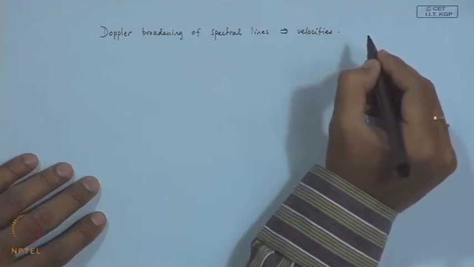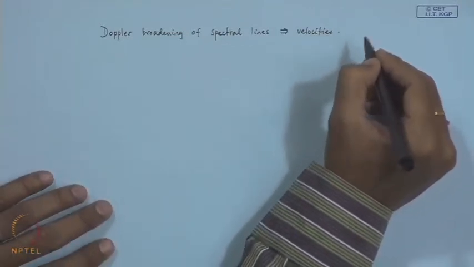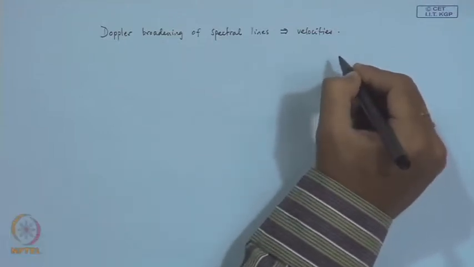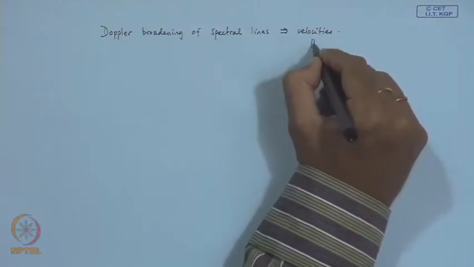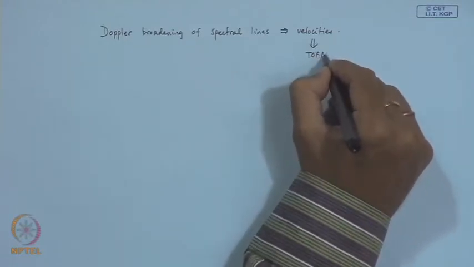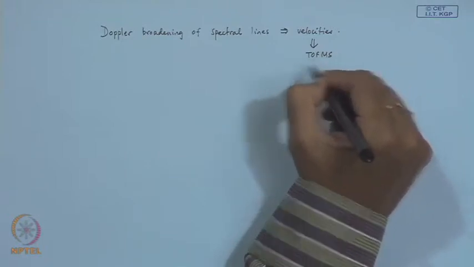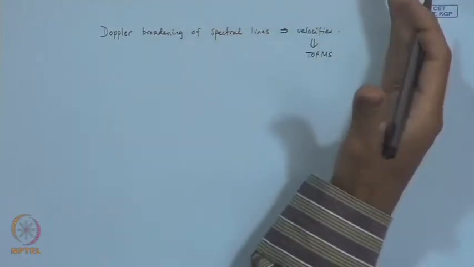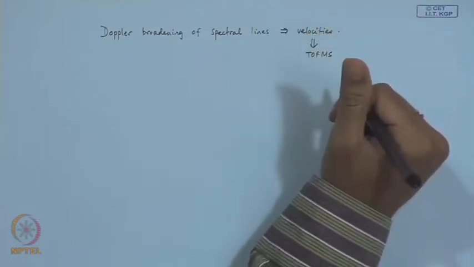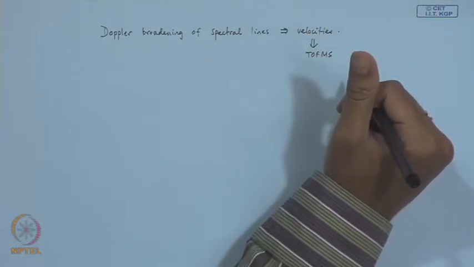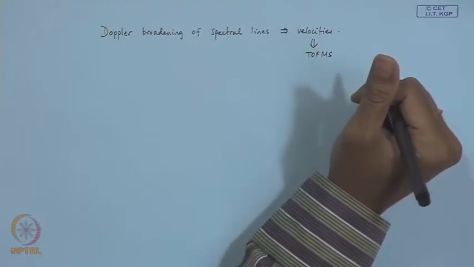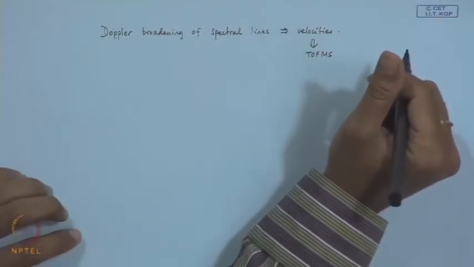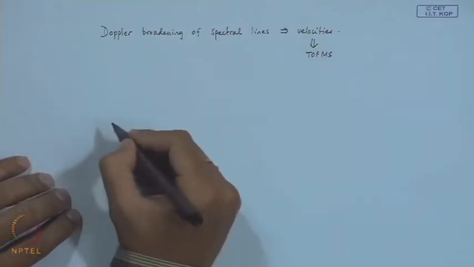Okay, and this is another thing, or maybe velocities you can find out by time of flight mass spectrometry, that is the time required to fly from one point to another. And that will depend on the mass as well. Okay, these are the things that one may be using. Another method is Rydberg tagging.